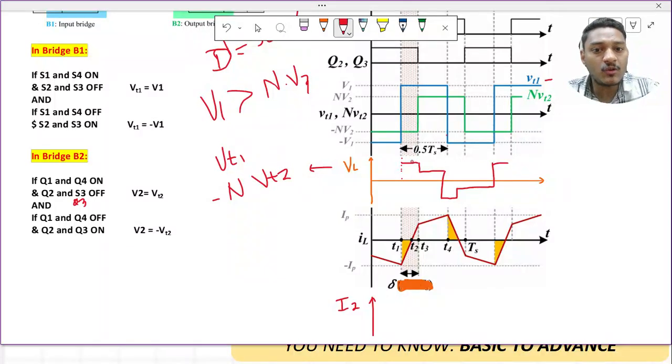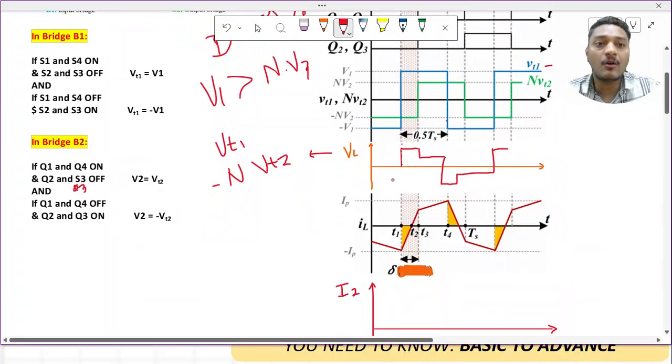Okay, so what is the voltage at this particular point? The voltage at this point is V1 plus n times V2. What is the voltage at this point? V1 minus n times V2. What is the voltage at this point? Minus of V1 minus n times V2. What is the voltage at this point? Minus of V1 plus n times V2. So these are the values, and this will repeat again. This is how we can draw the VL waveform. I guess you understood how we subtract the two waveforms and get the VL waveform.